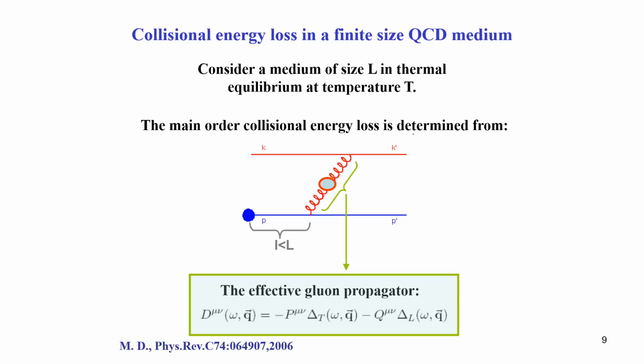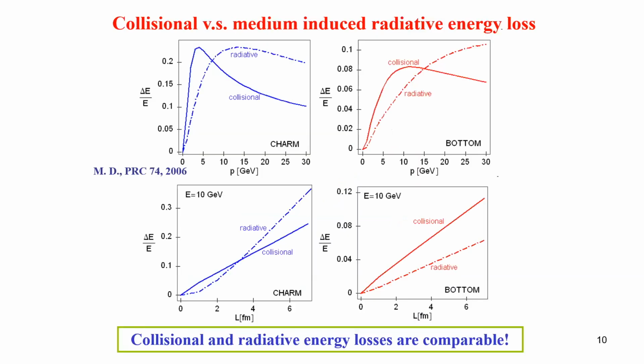I will not go into the analytical details of the calculations, which are presented in the paper shown here, but I will show the results. Here is a comparison of collisional and medium-induced radiative energy loss for charm and bottom quarks, here as a function of momentum for fixed length of the medium, and here as a function of length of the medium for fixed momentum.